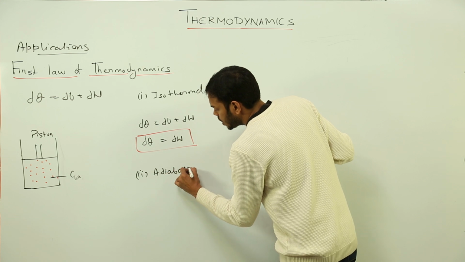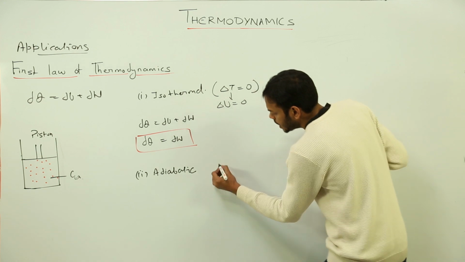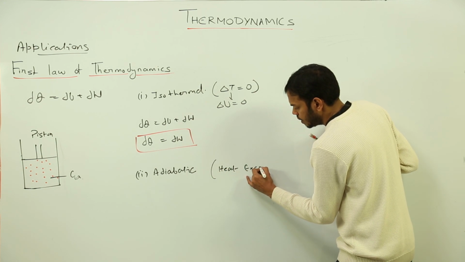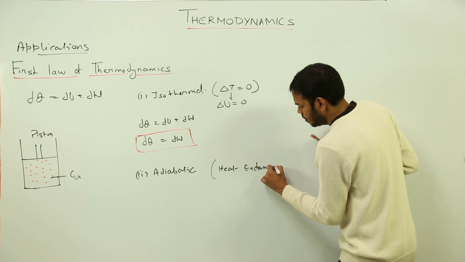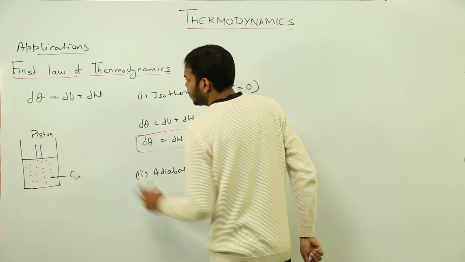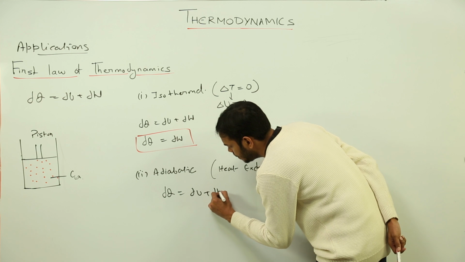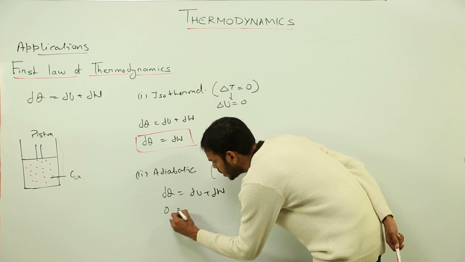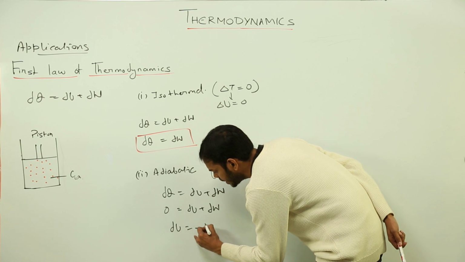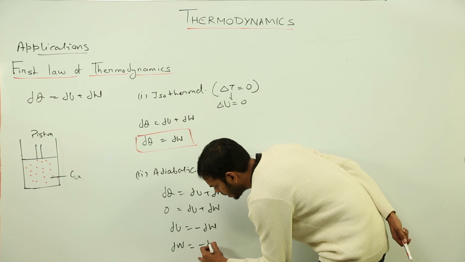An adiabatic process is a process in which no heat enters or leaves the system. That means heat exchange is equal to 0. No heat enters or leaves the system. So in this case, dq would be equal to 0. Applying law, dq is equal to du plus dw. That means this 0 is equal to du plus dw. So this gives me du is equal to minus dw, or dw is equal to minus du.